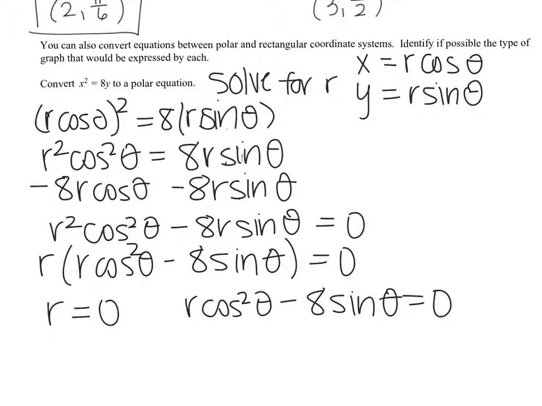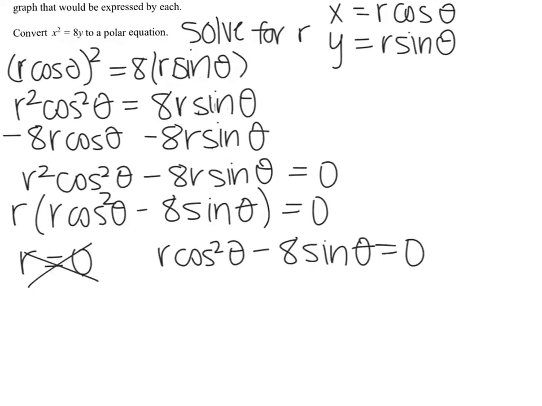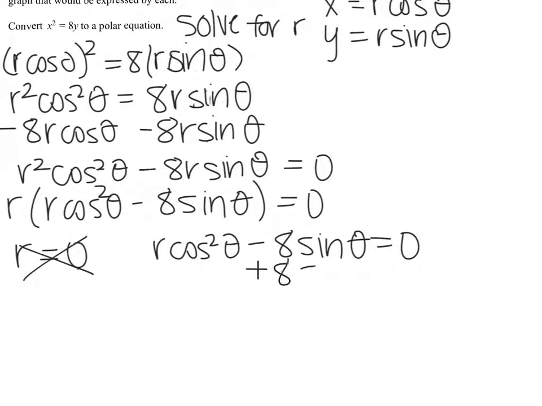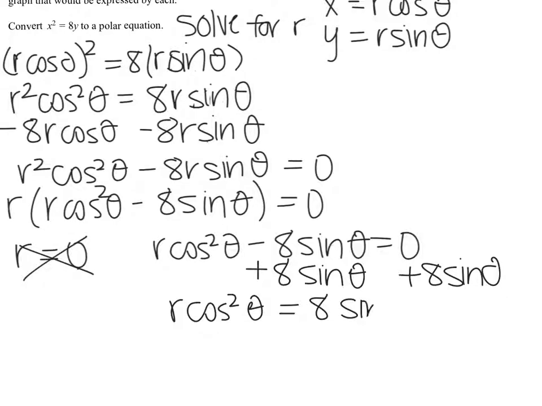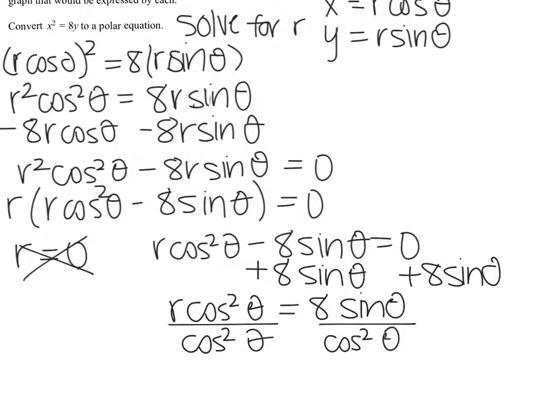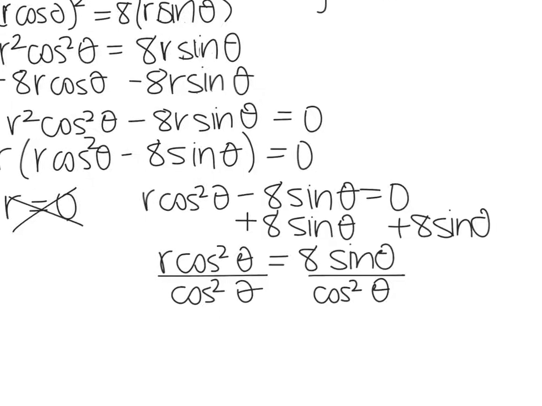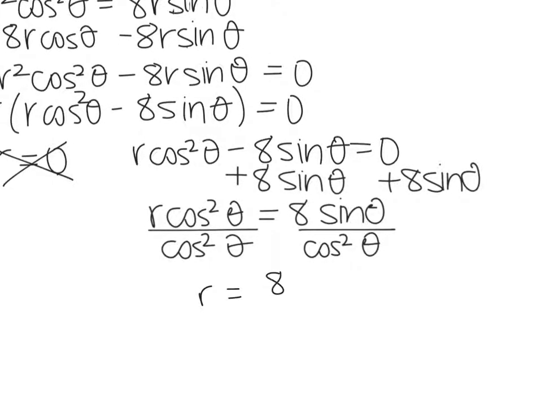Anytime you're converting to a polar equation you end up with r equals 0, and we're going to discard that because that's not really going to be an equation. It's going to be a point, and we want an equation. So we're going to solve r cosine squared theta minus 8 sine theta equals 0 for r. Our first step is to add that 8 sine theta to both sides. So we have r cosine squared theta equals 8 sine theta. And then we're going to divide by cosine squared theta. So our polar equation is going to be r equals 8 sine theta over cosine squared theta.